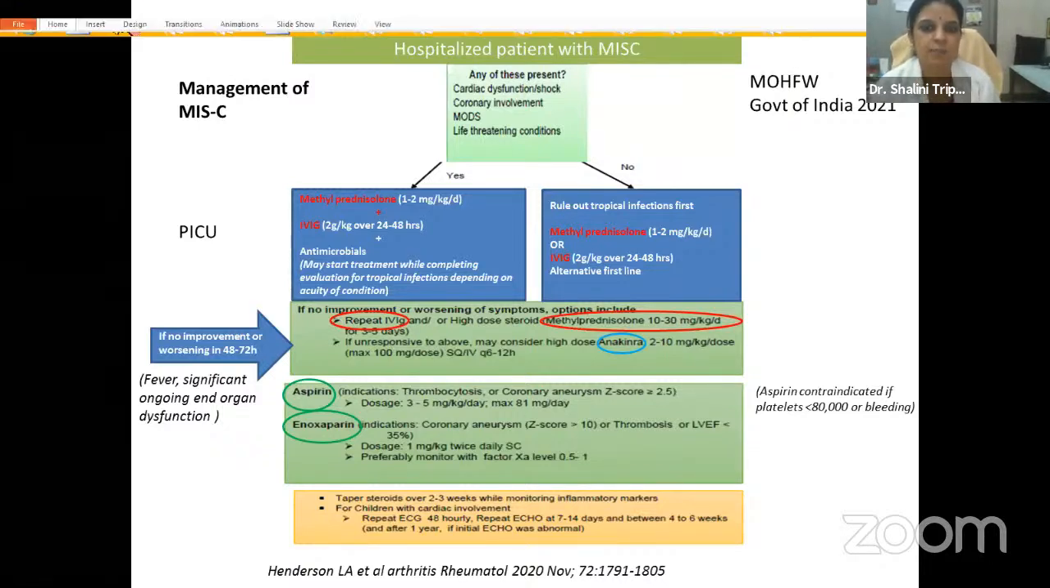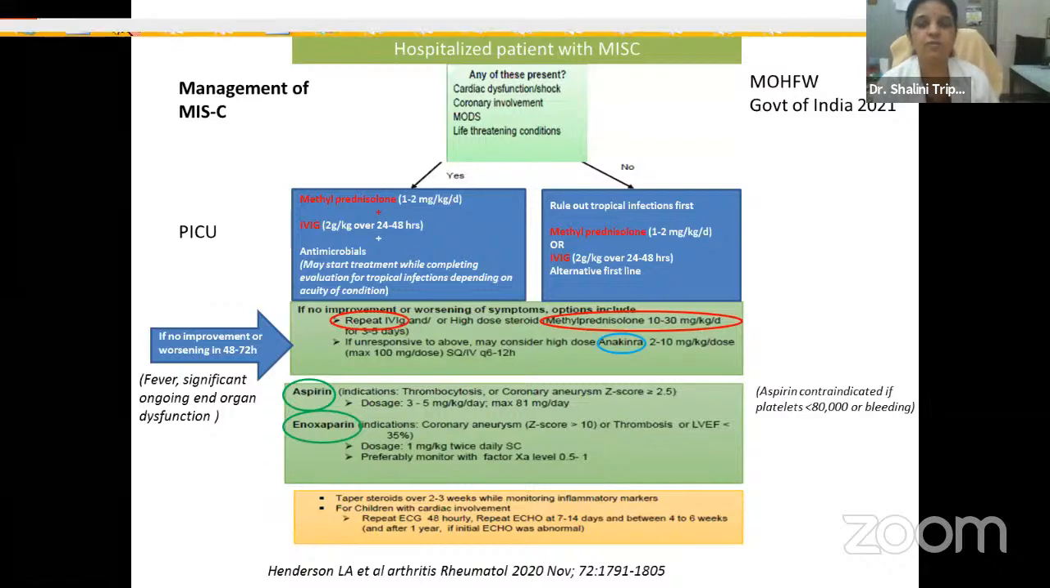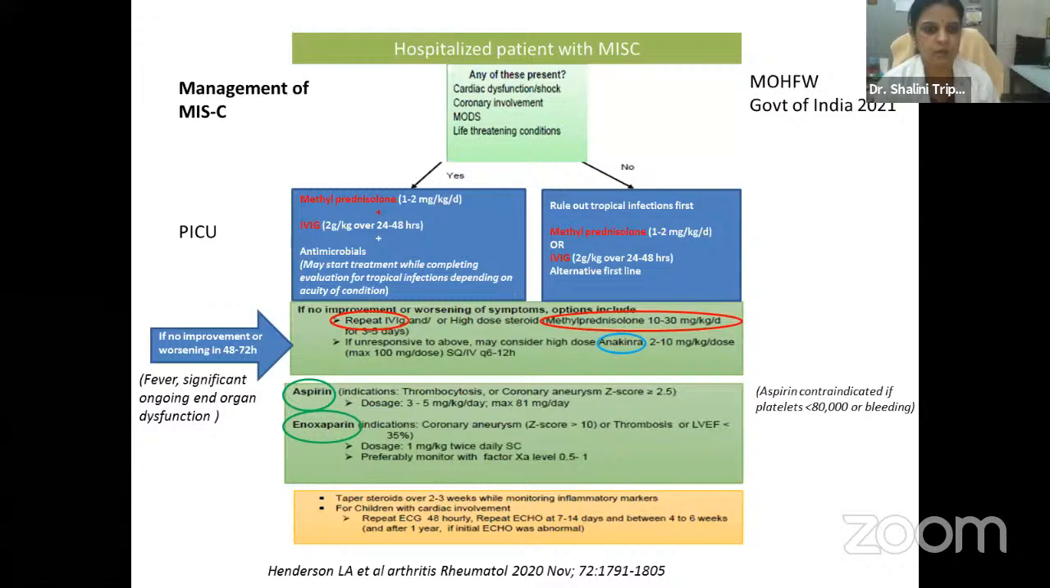Okay, suppose the patient was not very sick. He is fulfilling the WHO diagnostic criteria, but the patient does not have any shock and the saturation is fine. Then we have to rule out infections first, and then give any one of the 2 anti-inflammatory therapies, either methylprednisolone or IVIG. Methylprednisolone 1 to 2 mg per kg per day, and IVIG 2 gram per kg over 24 to 48 hours.